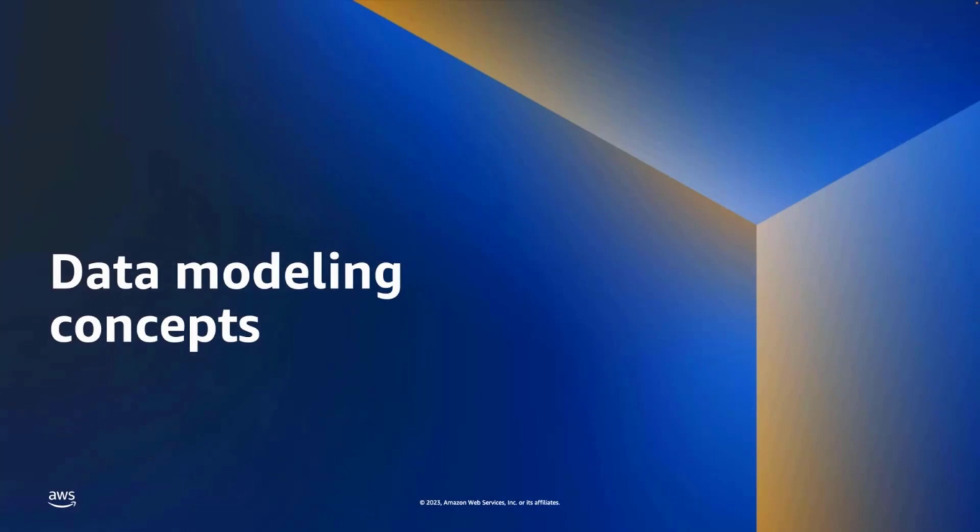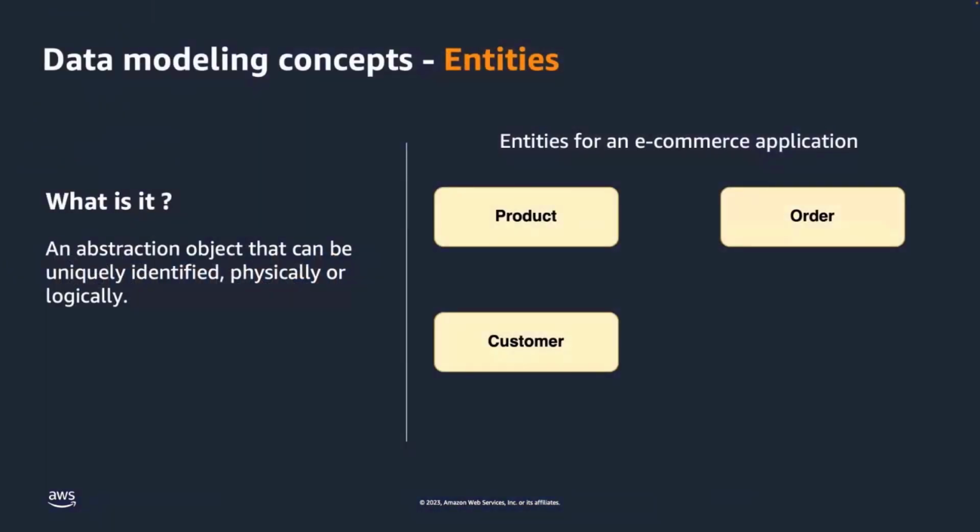Now, before talking about data modeling methodology, we need to understand the concepts first. The first concept we need to understand is entity. So what's an entity? You can view it as a unique object that makes sense for your application or use case. If we take the example of an e-commerce application, an entity can be the product, the items being sold. You'll have orders and, of course, customers. This will be the entities to start with.